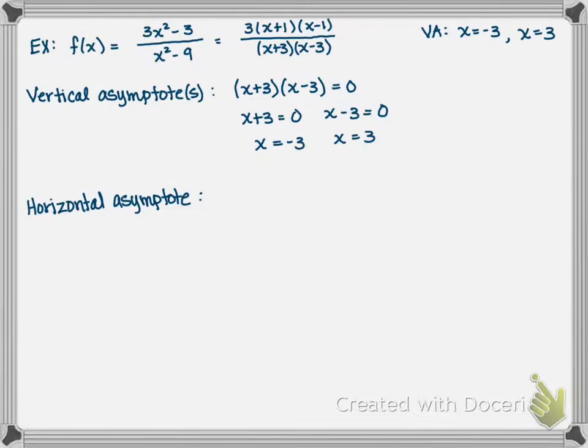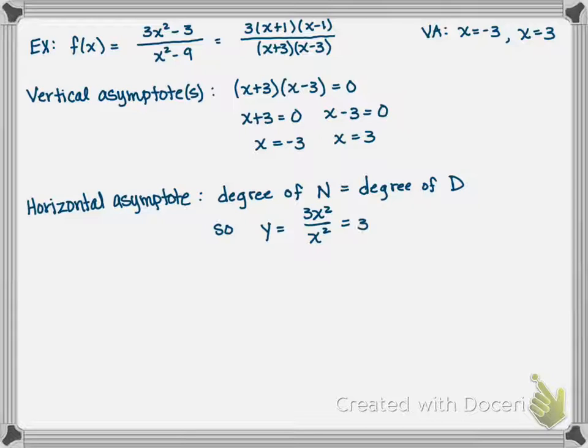So we have the degree of the numerator is equal to the degree of the denominator. So y just equals 3x squared over x squared, which is equal to 3. So we just take those leading terms, and that gives us a horizontal asymptote of y equals 3.